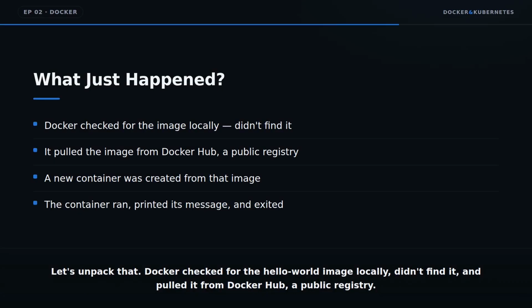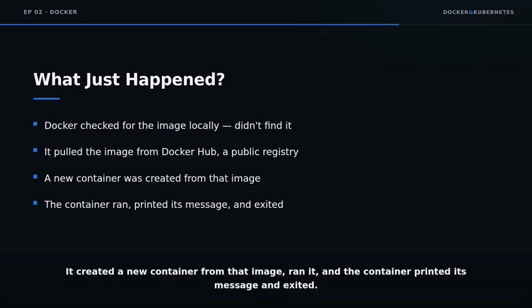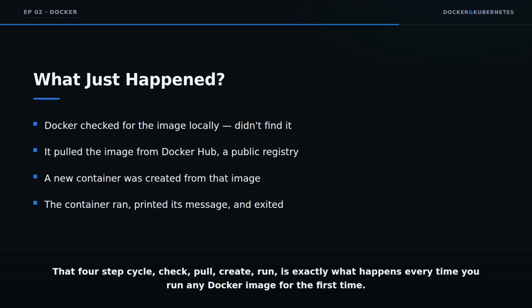Let's unpack that. Docker checked for the hello-world image locally, didn't find it, and pulled it from Docker Hub, a public registry. It created a new container from that image, ran it, and the container printed its message and exited. That 4-step cycle, check, pull, create, run, is exactly what happens every time you run any Docker image for the first time.